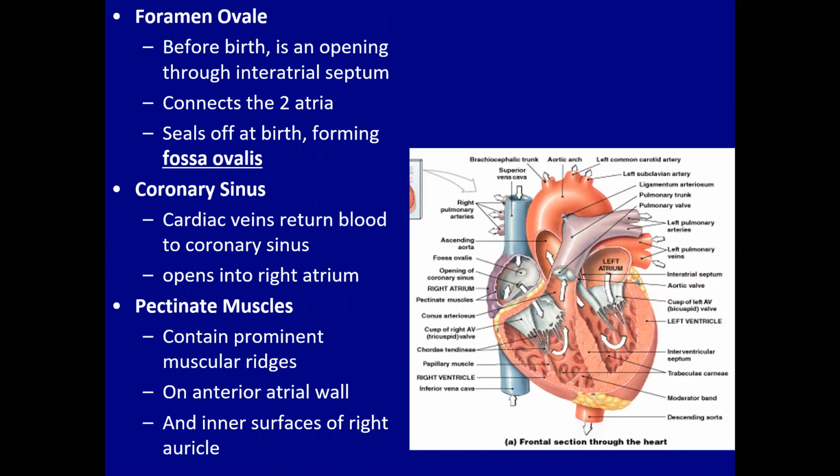In the right atrium, there is this structure that I would like for you to notice. I'm circling it in green. This structure before birth is called the foramen ovale, which is the oval space or the oval hole. It is an opening that goes through the interatrial septum. So remember, the interatrial septum is the divider between the right and the left atria. So the foramen ovale connects the two atria before birth.